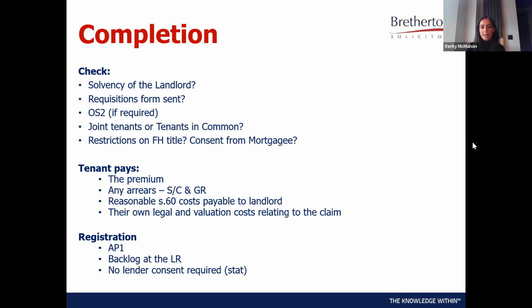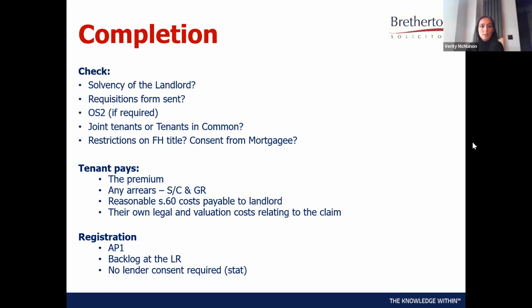If they are an aged debtor, they need to be aware that they've got to pay that back. Reasonable Section 60 costs are payable to the landlord. Once a claim is served, a Section 42 notice is served, the leaseholder that has served that becomes responsible for the landlord's reasonable legal and valuation costs. So as well as paying their own, they will also have to pay theirs. Now, these have to be reasonable.